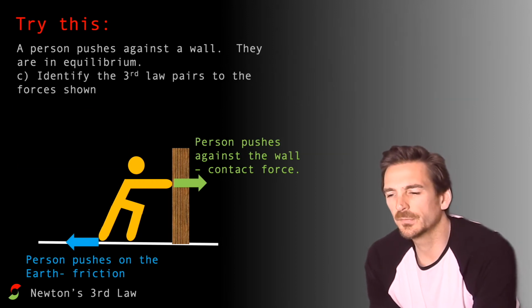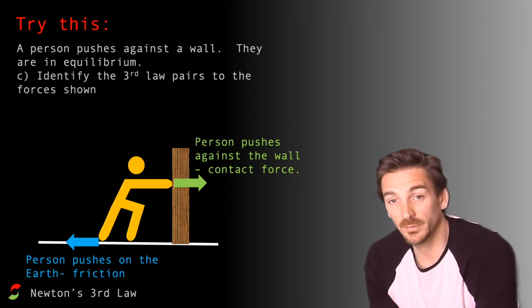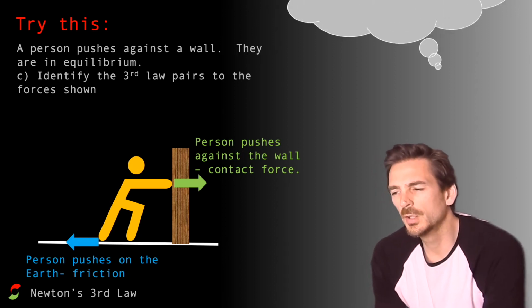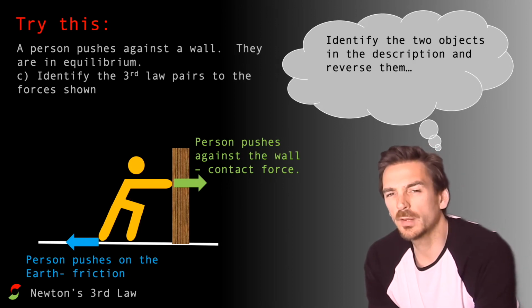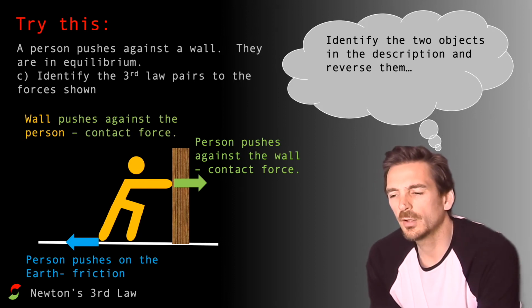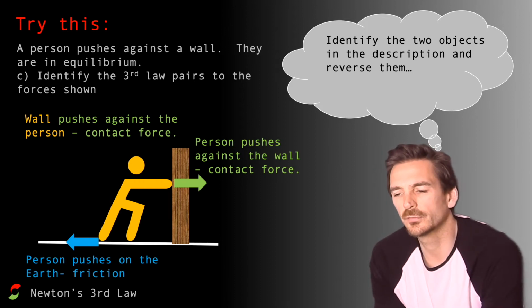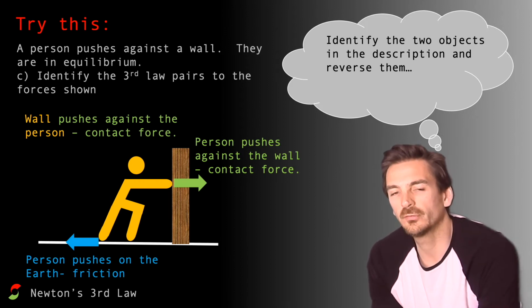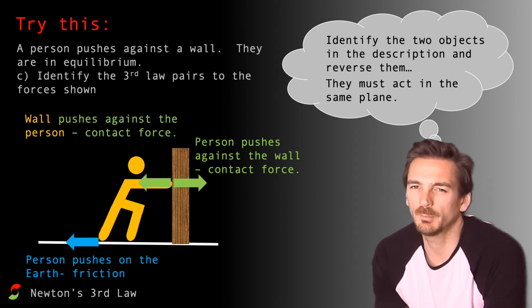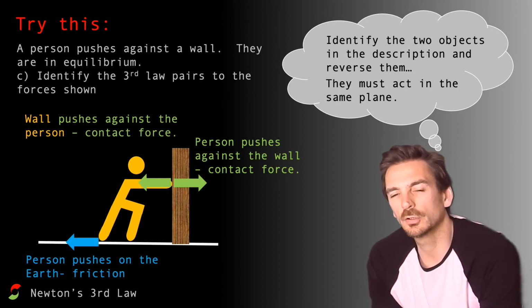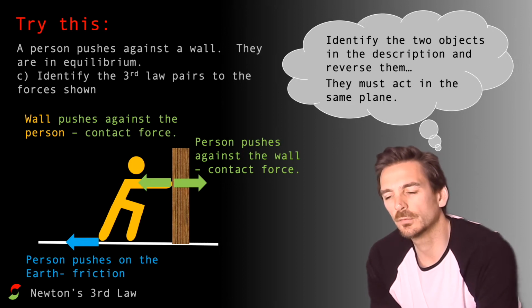Okay, let's try part C. Identify the third law pairs to these forces. So what I'm thinking here is to identify the two objects, I rewrite the sentences and I reverse the objects in those sentences. So for that first one, with person pushes against the wall due to contact force, I swap those around. Like I say, wall pushes against the person due to a contact force, and they must act in the same plane, so acting in the opposite direction and pushing back. So that's the third law pair for that green force.